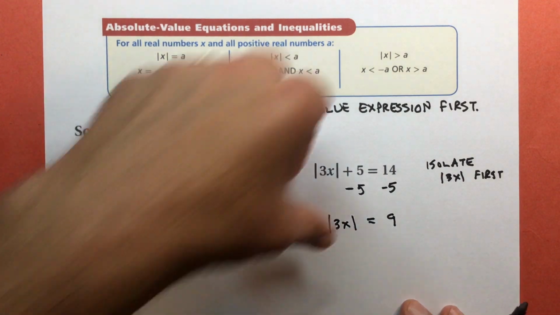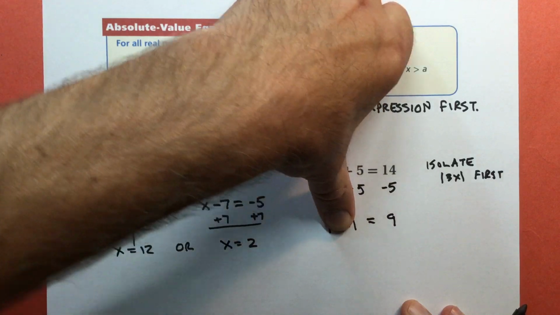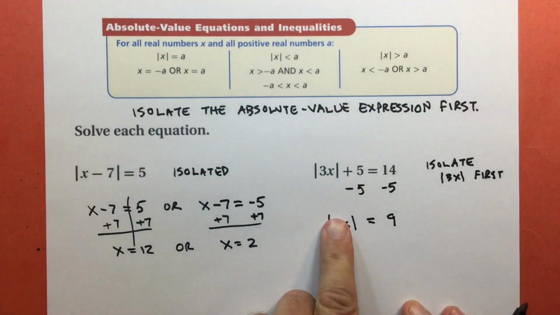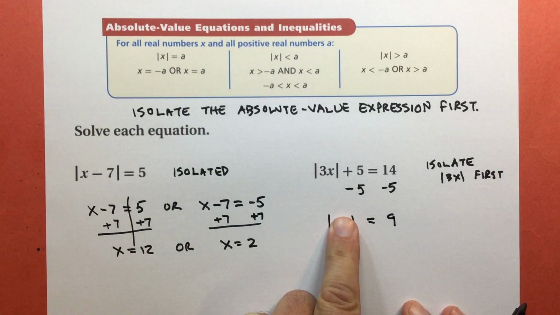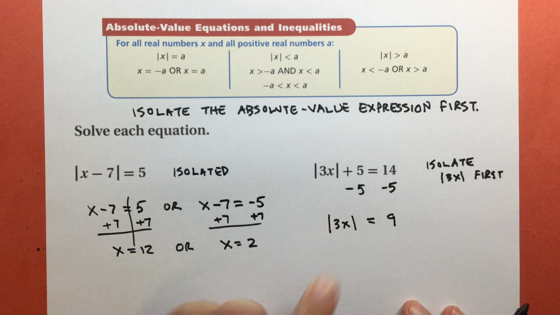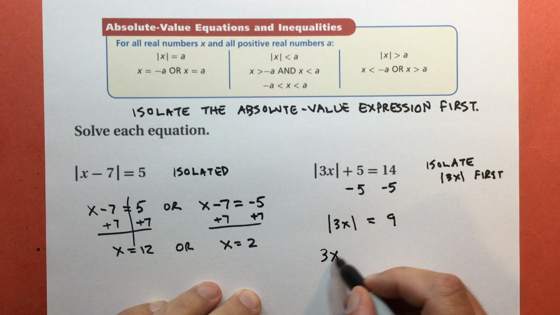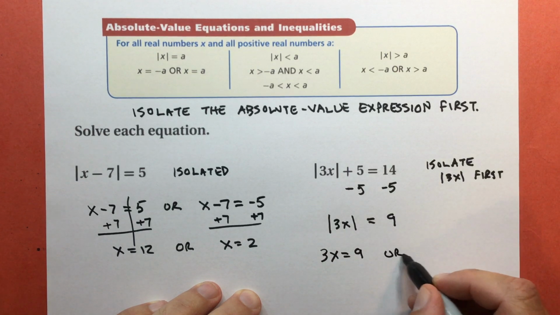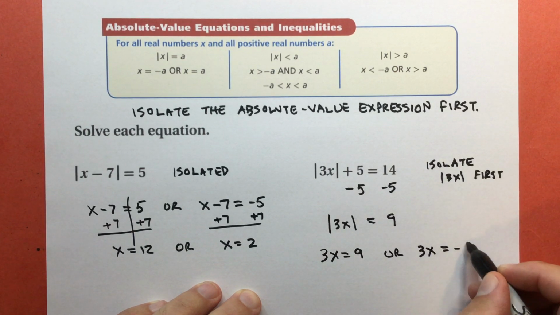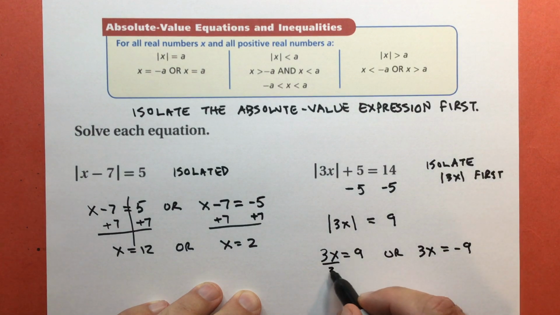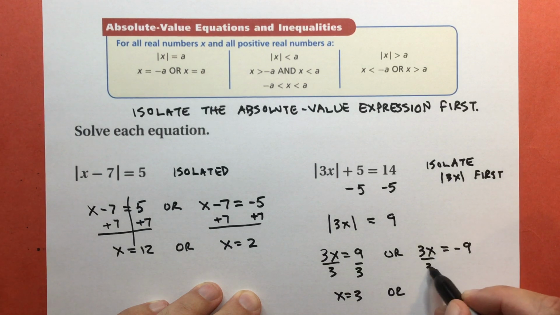Now I'm going to say, what is it? I'm going to cover it with my thumb. I know my arm's in the way. What is under my finger right there? Well, if I take the absolute value of it and I get 9, the numbers that I take the absolute value of and get 9 are going to be 9 or negative 9. So 3x could be 9, or 3x could equal negative 9. Do some division. I get x equals 3, or x equals negative 3.